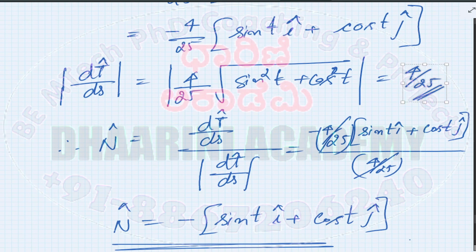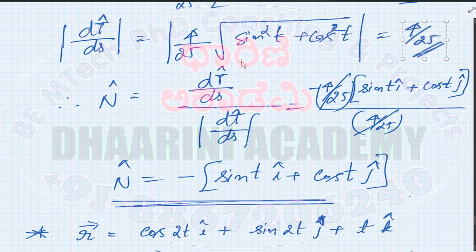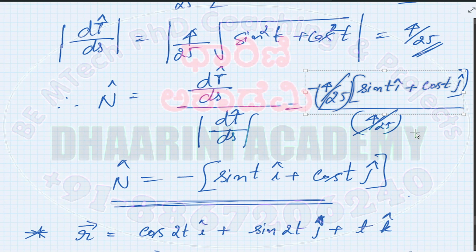So how do you do that? Therefore, N cap is equal to dT by ds divided by the magnitude of dT by ds. So dT by ds is written here, minus 4 by 25 (sin t i plus cos t j), divided by 4 by 25. So the 4 by 25 will cancel from numerator and denominator. So you are left with minus sin t i plus cos t j, which is the required unit normal vector. Okay, straightforward.